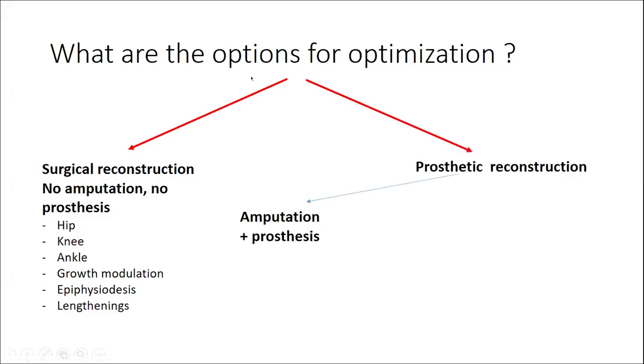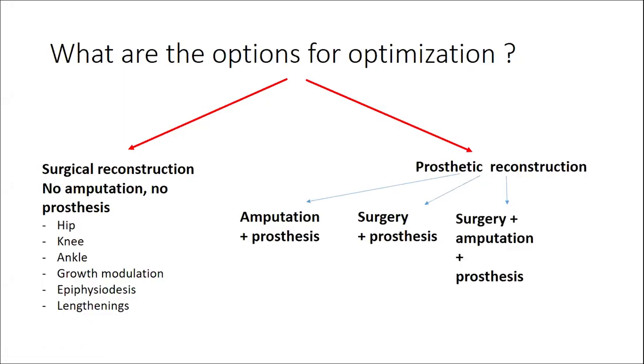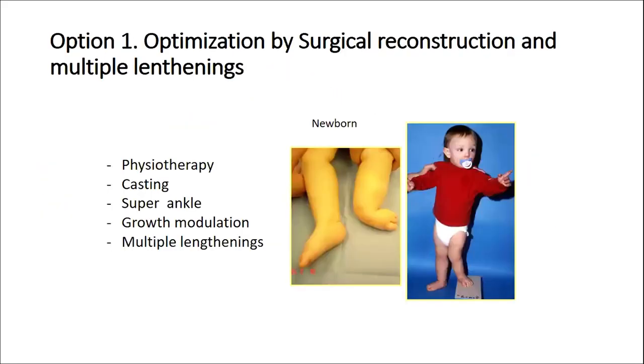Prosthetic reconstruction can fall under really four subgroups: amputation and then prosthetic application, surgery and prosthesis, surgery and amputation and prosthesis, or simply we have some patients or some conditions where only prosthetic treatment is an option. And we'll go quickly through an example of each one, but this slide summarizes essentially that we have numerous options for the treatment.